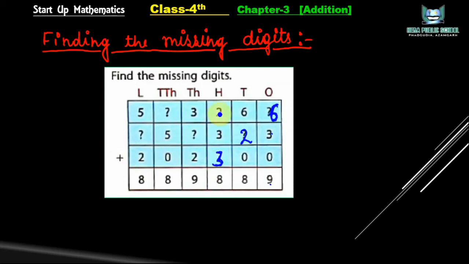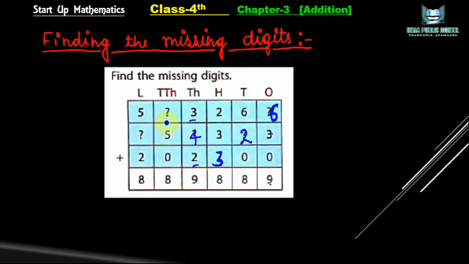So 2 plus 3 is equal to 5, and 5 plus 3 is equal to 8. Now we move to thousand place. 3 plus 2 is equal to 5. So what number should be added in 5 to get 9? So that number is 4. 5 plus 4 is equal to 9.